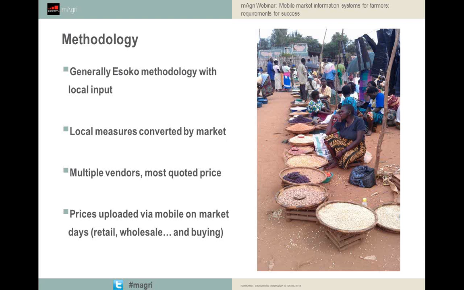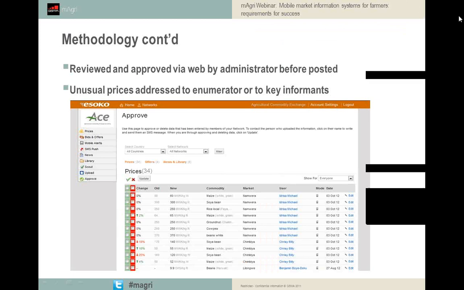And enumerators collect retail, wholesale, and we are moving towards collecting also what we call buying price, which will be the price which a farmer can get if he brings a bag of commodity to the market and sells it to a vendor, rather than what a vendor charges when he's selling it. Next slide, please.